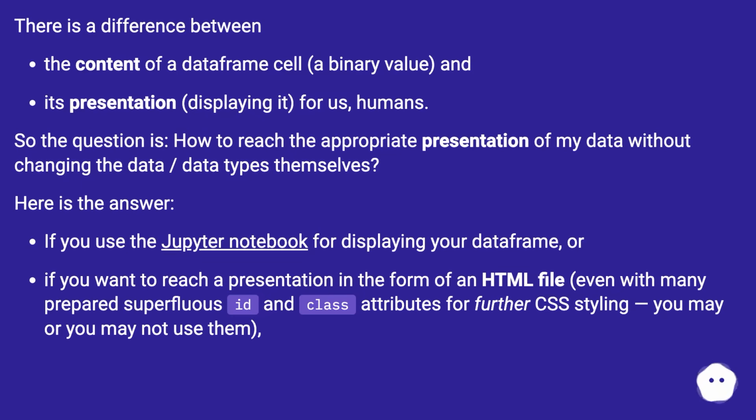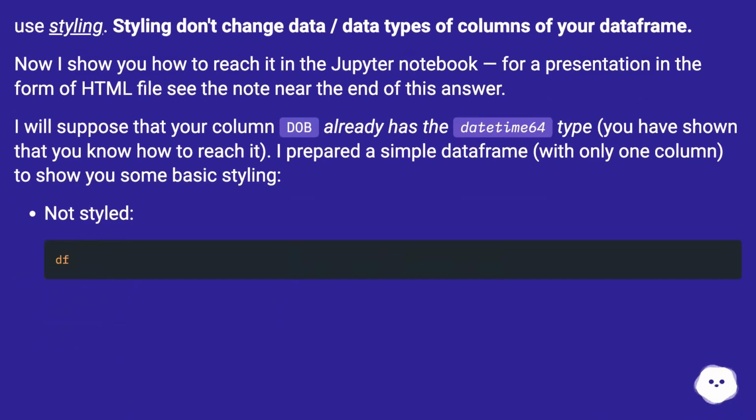If you use the Jupyter Notebook for displaying your data frame, or if you want to reach a presentation in the form of an HTML file, even with many prepared superfluous ID and class attributes for further CSS styling, you may or may not use them. Use styling. Styling doesn't change data types of columns of your data frame. Now I show you how to reach it in the Jupyter Notebook, for a presentation in the form of HTML files. See the note near the end of this answer.